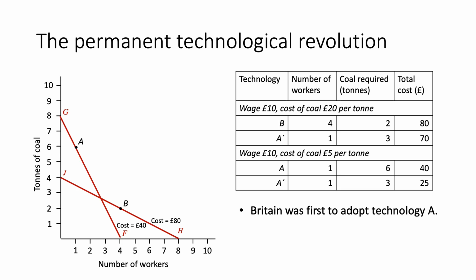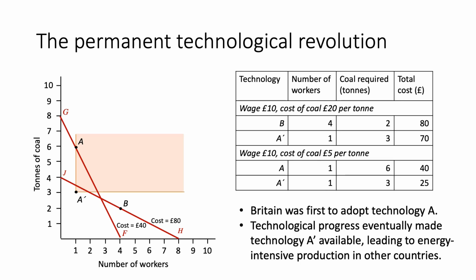And so Britain was the first to adopt technology A. As more and more countries, more and more firms move to adopt this technology, we can move to A prime. Different firms will find faster and faster ways with less and less inputs to produce the same output. And so now we can see how this is illustrated by A prime. Now no firm would use technology A or B. They would rather use technology A prime, being the lowest total cost.